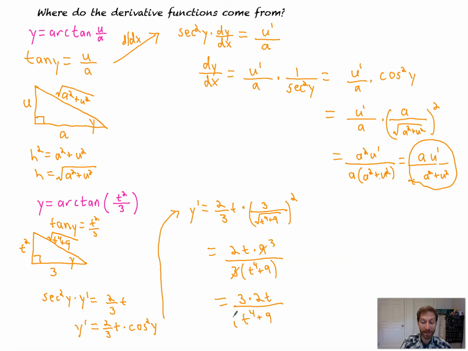Now, why does this make sense? Because the formula said a times u prime. Well, remember, 3 is a, the upper value is u. u prime is 2t, 3 is a, right there, so there's a u prime. The bottom is going to be a squared. I switched them up. So a squared is 3 squared, which is 9, and u squared is t to the 4th, t squared squared. That's it.